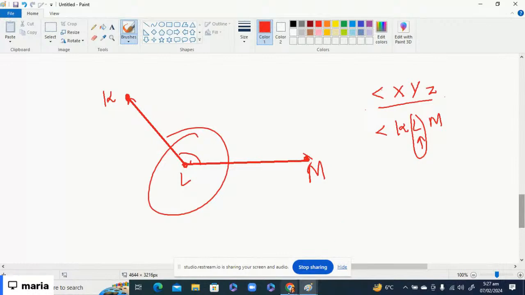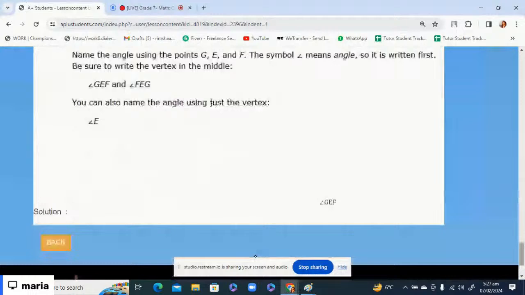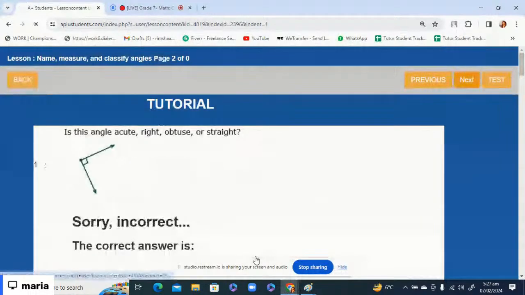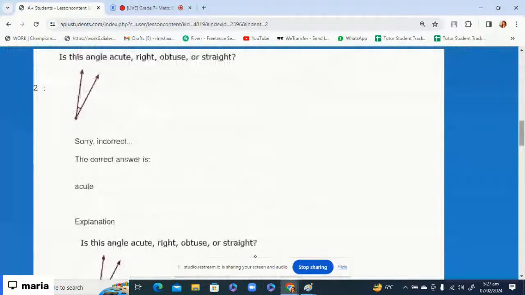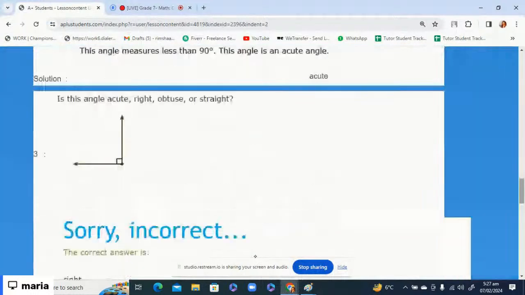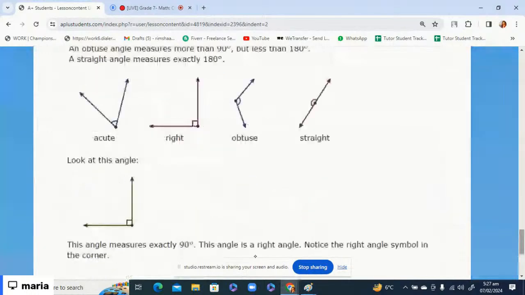Okay, now let's do one more question for that. This is again the angle. You just check it out. Is it a right angle, acute angle, or obtuse angle? Now this one. Look at here. So this is your right angle. These two lines are perpendicular to each other.